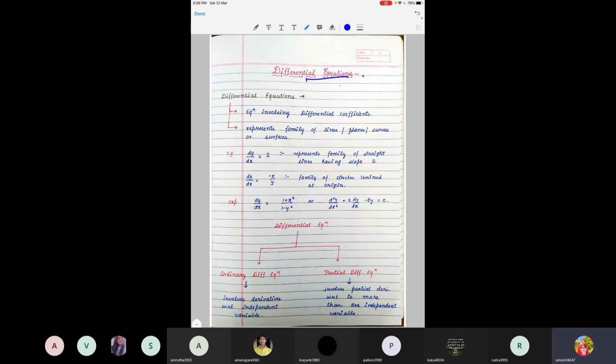For differential equations, we have two major books, H.K. Das and Spiegel. These are very famous books. You can refer to them for very good questions.